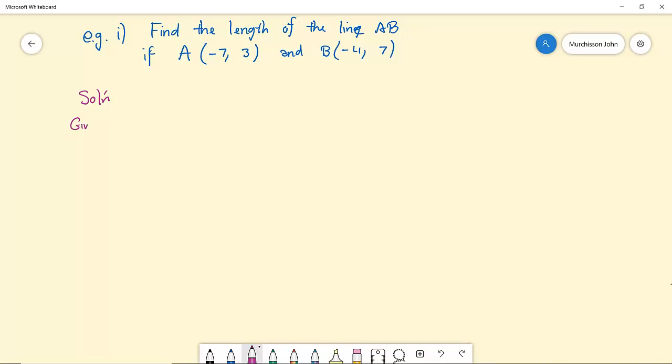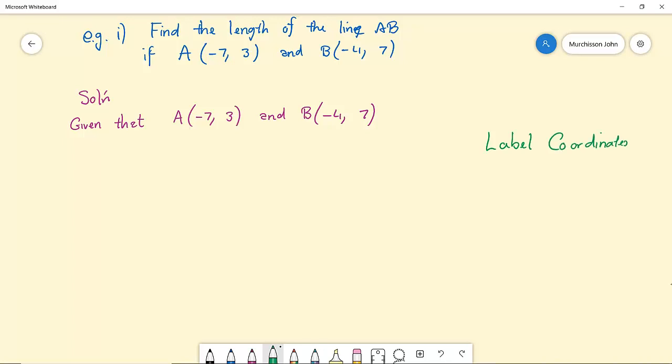The first thing that we will do whenever we're doing a problem like this is label our coordinates. Let me write that here, in a different color. Label coordinates. Very first thing. So we call this one x1, y1, and here x2, y2. It does not matter if you had labeled here x2, y2, and here x1, y1. You would get the same result.